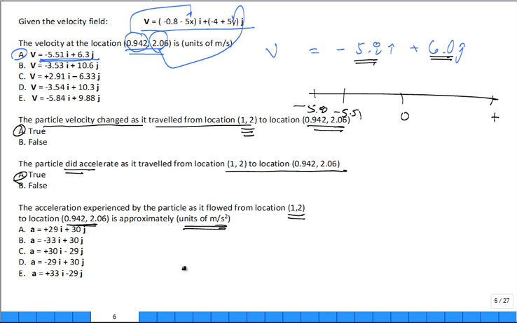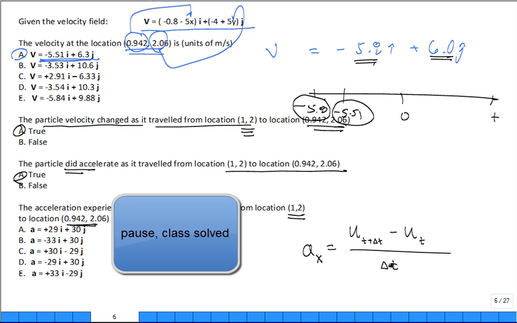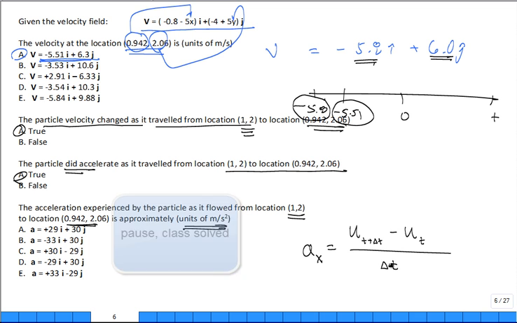Let's just do it in the x. What would it be in the x? It went from negative 5.8 to negative 5.51. So the acceleration in the x would be the velocity in the x, let's use the symbol u, at t plus delta t minus u at t, divided by delta t. Do you like that notation? Does that make sense? Now you make that computation, and I'm going to walk around. When I get 5 correct answers, then I'll move on. Ready? Press forward.